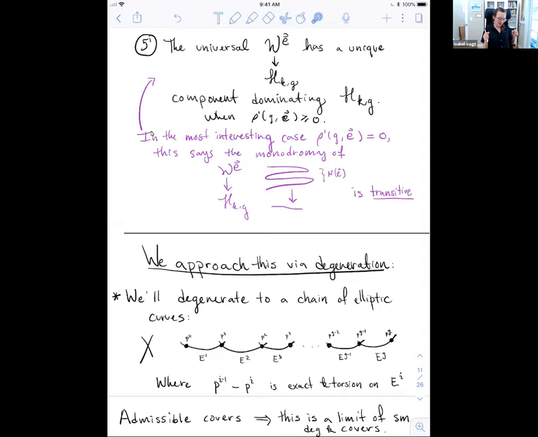So when I glue all these maps together, I get a map from X to a chain of P1s that's totally ramified in each one of the nodes. And so the theory of admissible covers tells me that I can smooth this to smooth degree K covers. So this is actually in the limit of the K-gonal locus.